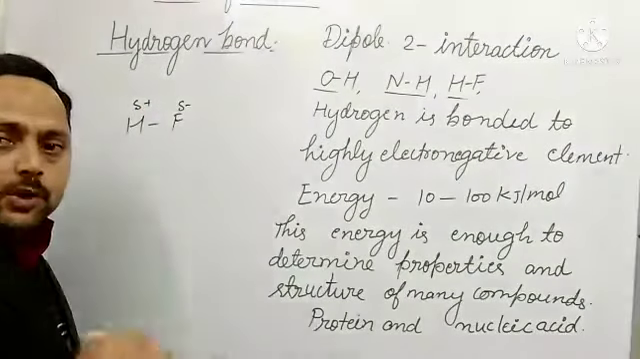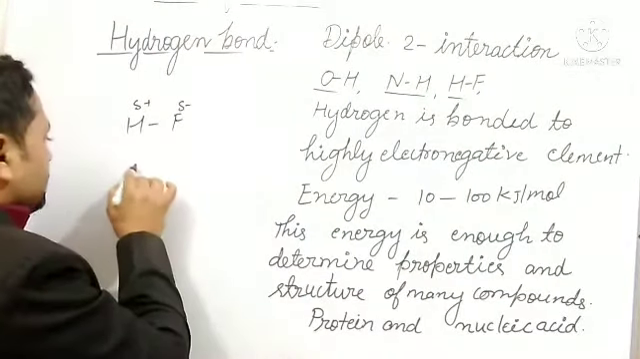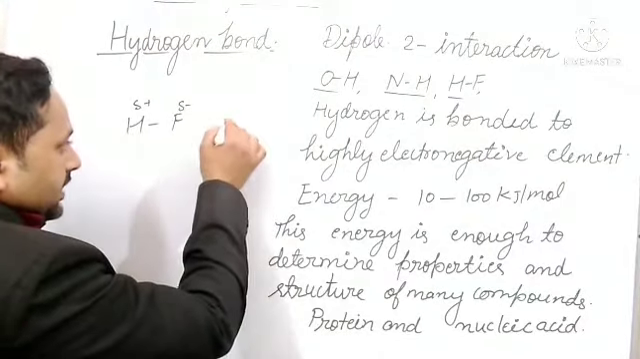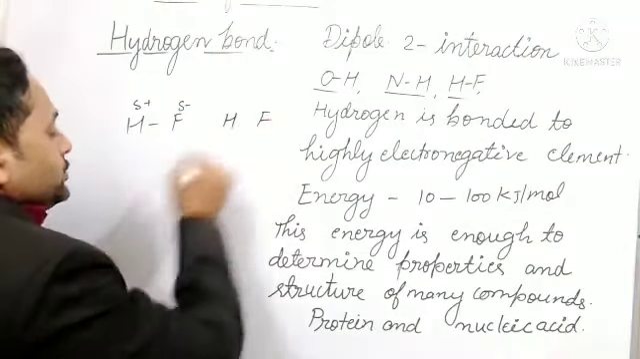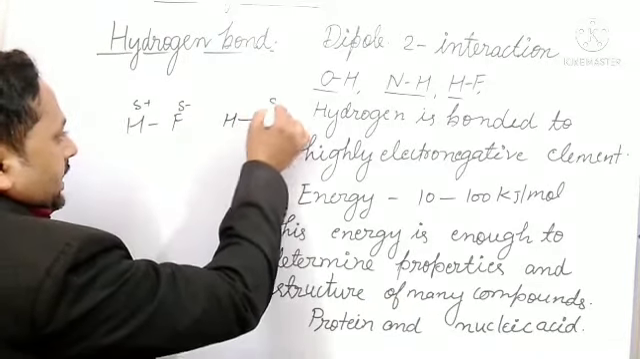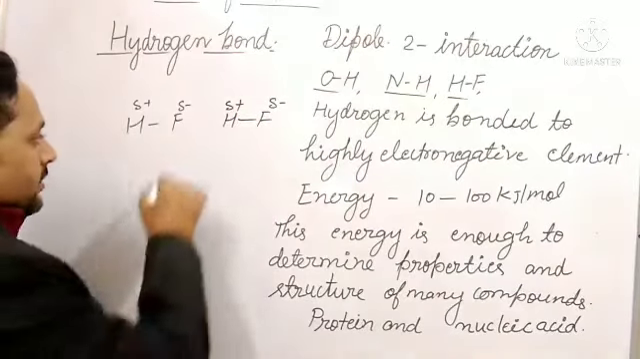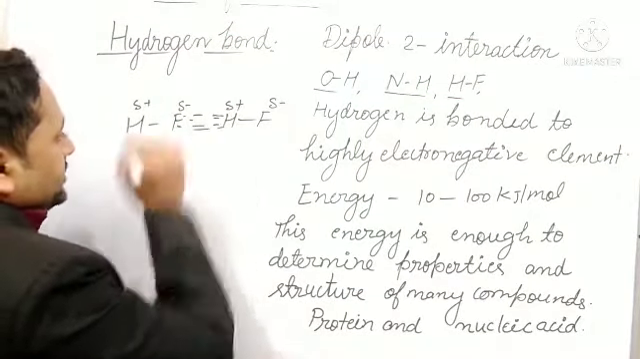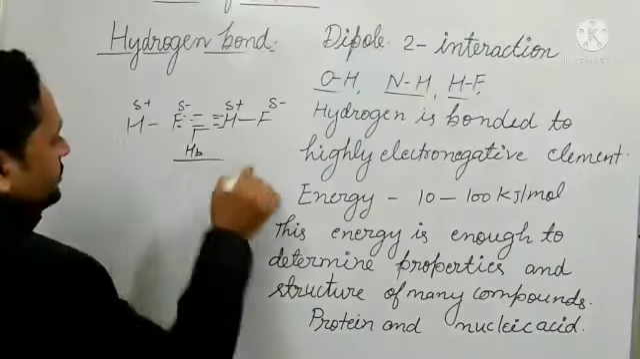So the dipole is already present, and when it interacts with other molecules having an electronegative atom, we can take two molecules here, with hydrogen and F. What is happening here? The negative charge is there and the positive charge is here. They are attracted and one bond is formed. This is a hydrogen bond. HB means hydrogen bond.